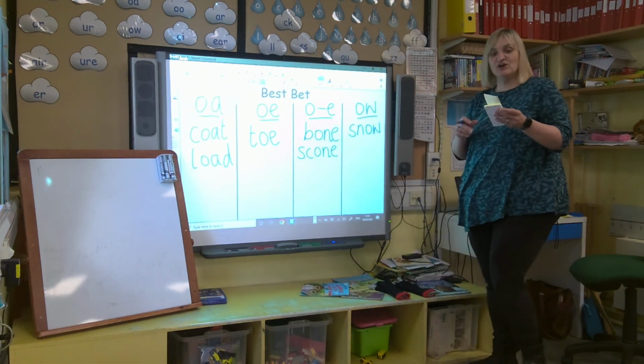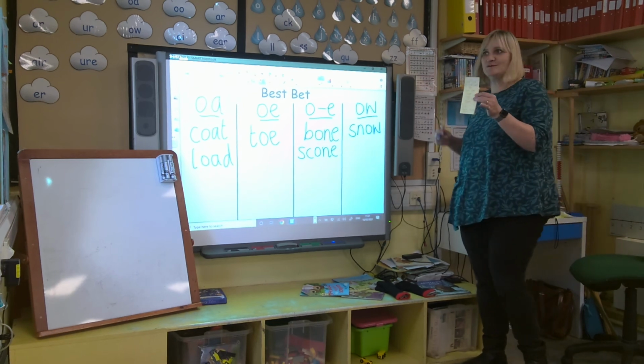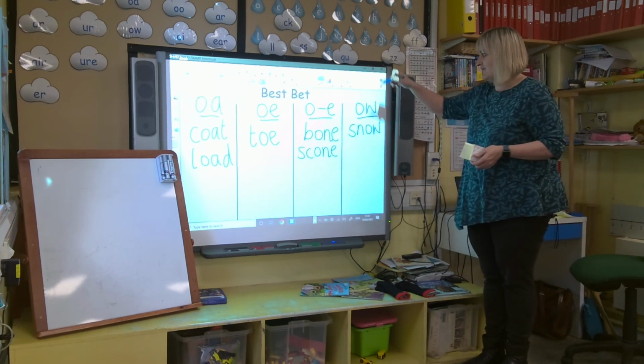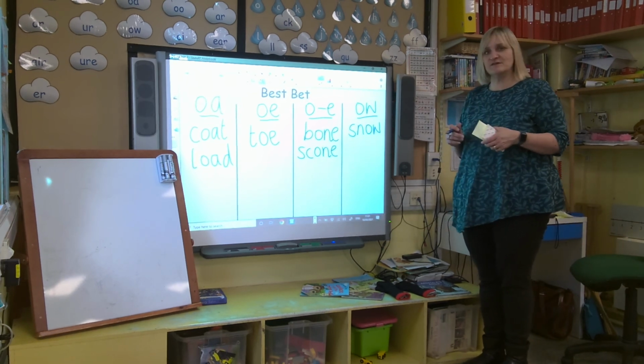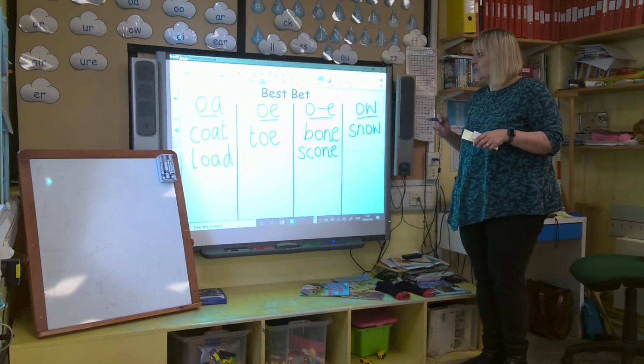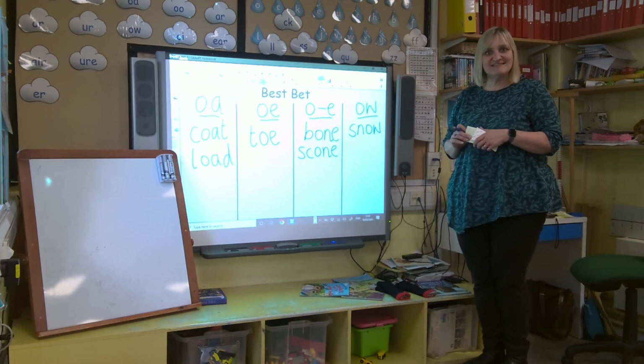Brilliant. I've actually got loads more words to say. So see if you can think of any more words and fill in your grids with maybe if you could do 3 more on each column, that would be brilliant, and then send me a picture.